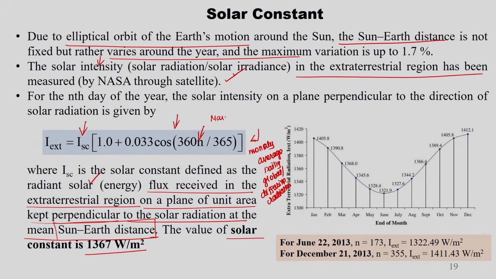For example, we calculated March 21st, that is the 80th day of the year. In that way it is calculated. Here the mean value is given for various months, January to December. The extraterrestrial radiation varies in this fashion. However, Isc is taken as a mean value, that is 1367 watt per meter square.